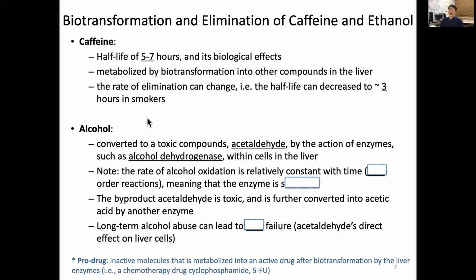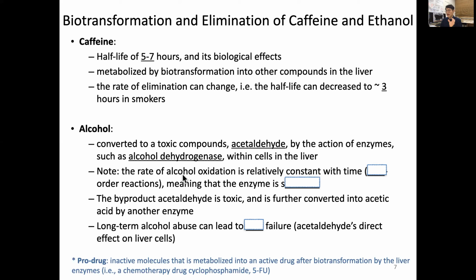Now let's talk about alcohol. Alcohol is converted to a toxic compound called acetaldehyde by the action of enzymes such as alcohol dehydrogenase within cells in the liver. To biotransform alcohol, you need water. So it's a good idea to drink enough water when you are drinking.